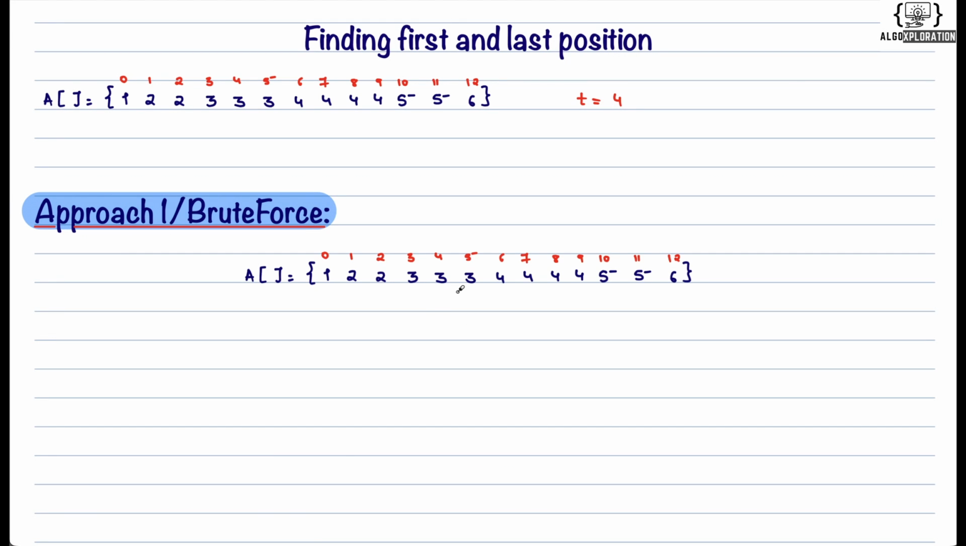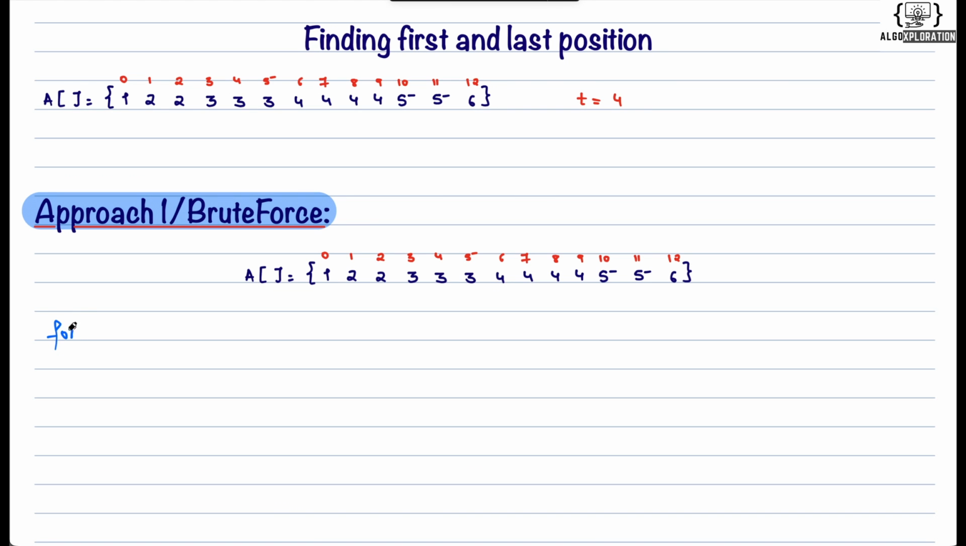Over here what we can do is simply apply linear search. For the first time we will be starting from 0. Let's say the target value is 4. When we encounter the first 4, we will get the first position, and after that we will again apply linear search from the last position till 0th. Whenever we encounter the target value, we will get the last position of that element. So in this case we will be applying two for loops, each searching linearly.